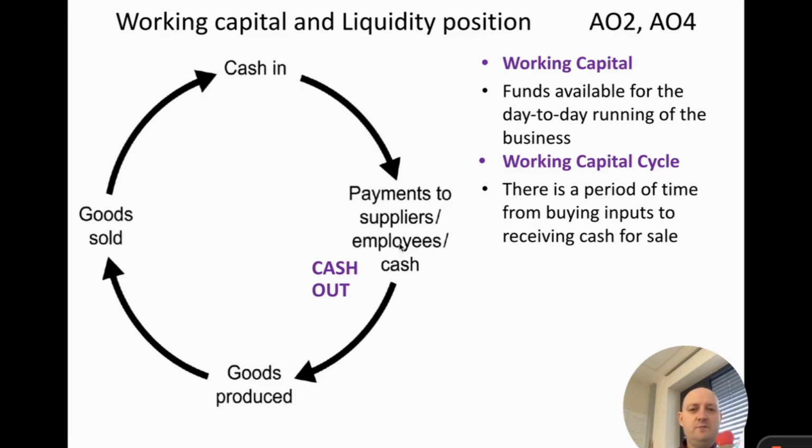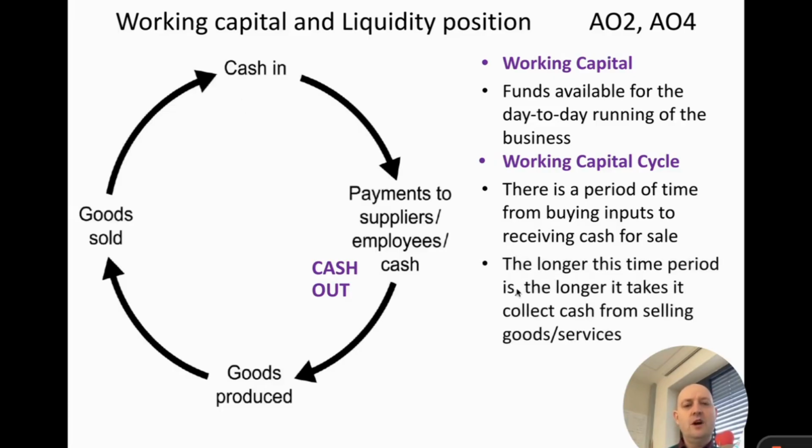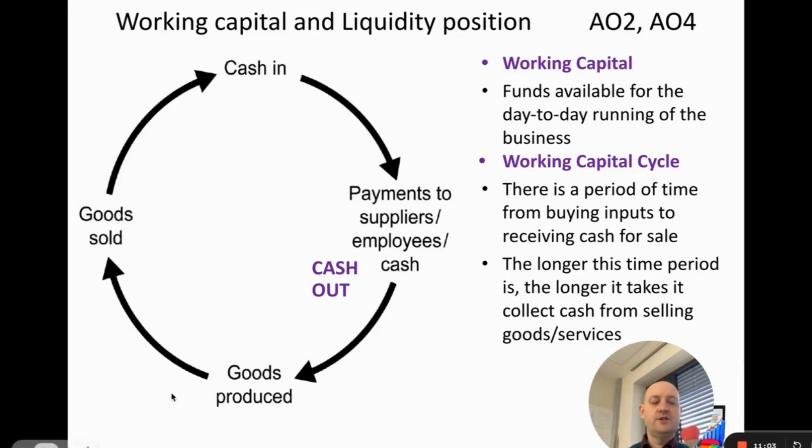But you can see that this period of time can cause cash flow problems. And if it's too long, then we have to wait too long for the cash to come in, which again can lead to cash flow problems. So the longer the time period is between the buying of the inputs and receiving cash for sales, the longer it takes to actually collect the cash from selling goods and services.